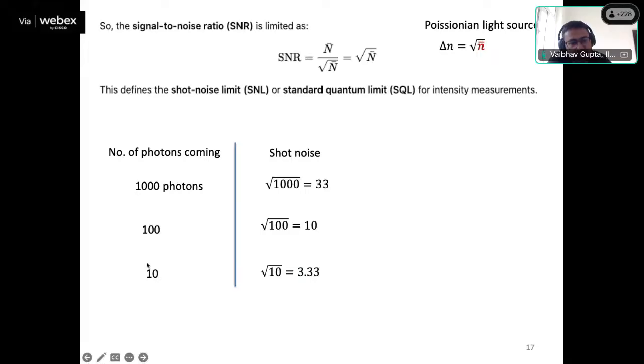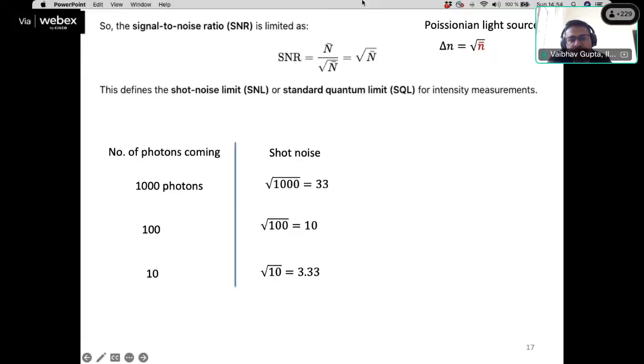So you see, when I'm reducing the number of photons, the noise is becoming dominant. Like 33 was nothing compared to 1000. You can divide 33 by 1000, you will find 0.033. But as soon as you go here and divide 3.3 by 10, you will see 0.3, not 0.033. So suddenly, for a small number of photons, the shot noise is very dominant. And I already told you, when we have to work with quantum, we have to go with fewer photons, lower intensities, higher frequencies. So we have to deal with the shot noise somehow.